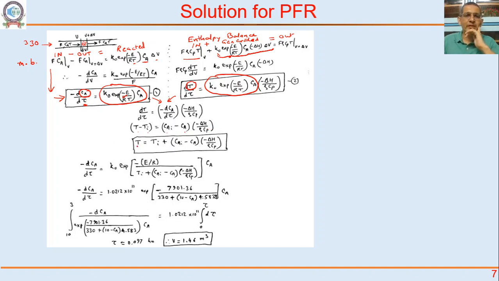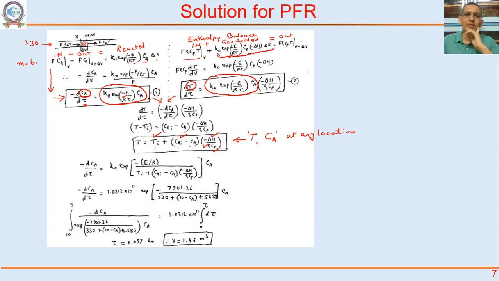Which means temperature at any location would be inlet temperature plus (Ca inlet minus Ca) into minus delta H by rho Cp. Now what do we know here? We know Ti, we know Cai, we know delta H, we know rho and Cp. So this gives us a relationship between temperature and Ca at any location. If I know Ca at that location, I can calculate temperature, right?